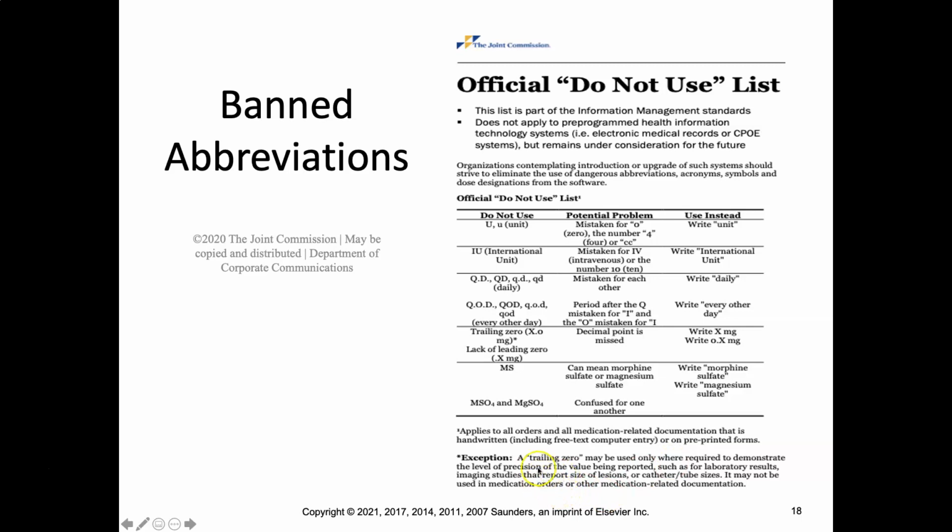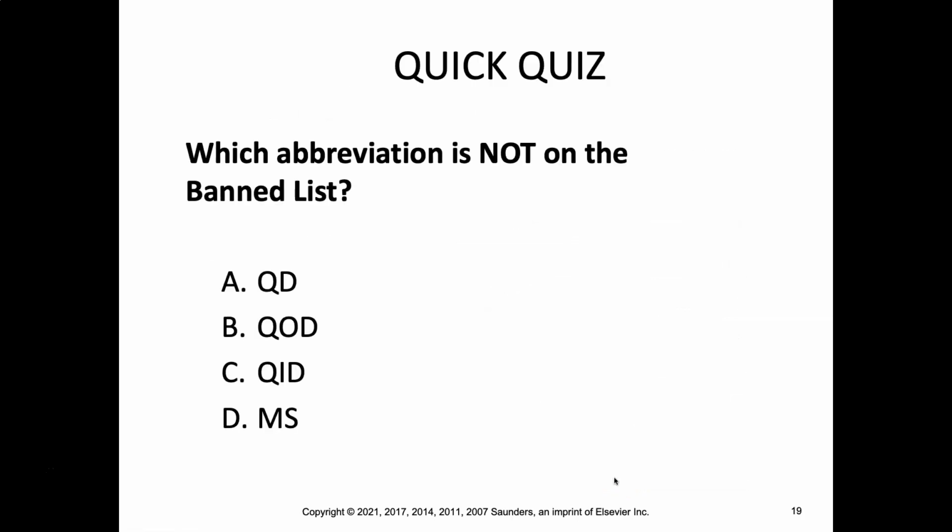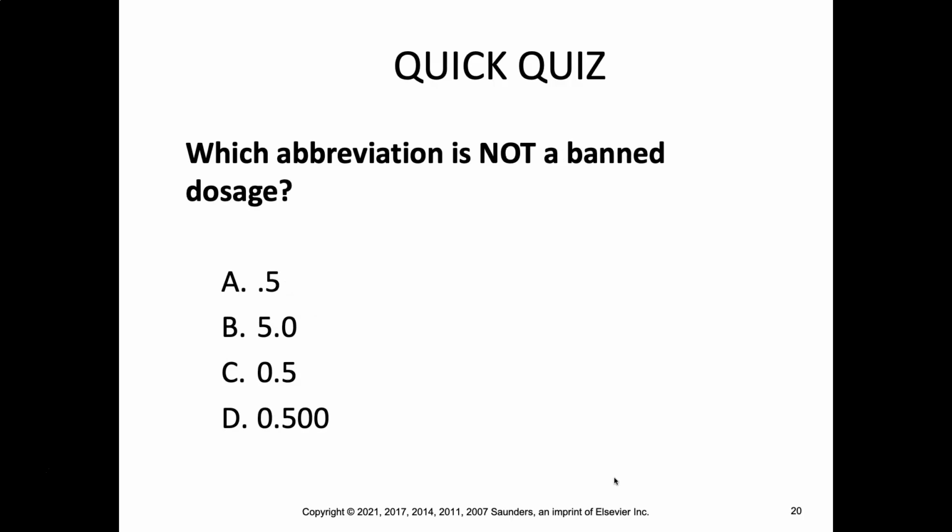All right, there are exceptions to the trailing zero, but that's when you're talking lab results, imaging studies that are reporting the size of lesions, or catheter tube size, not in medication orders or medication-related documentation. Notice that. Do not use is for medication-related documentation. All right, so let's talk about the, whoops, which way did I go? There we go. All right, which abbreviation is not a banned dosage?